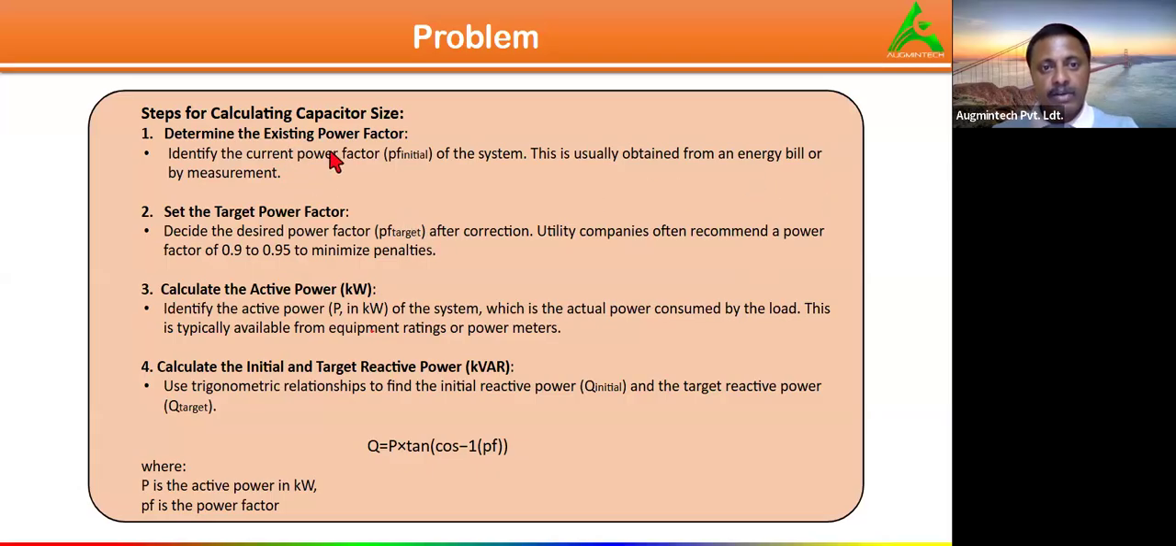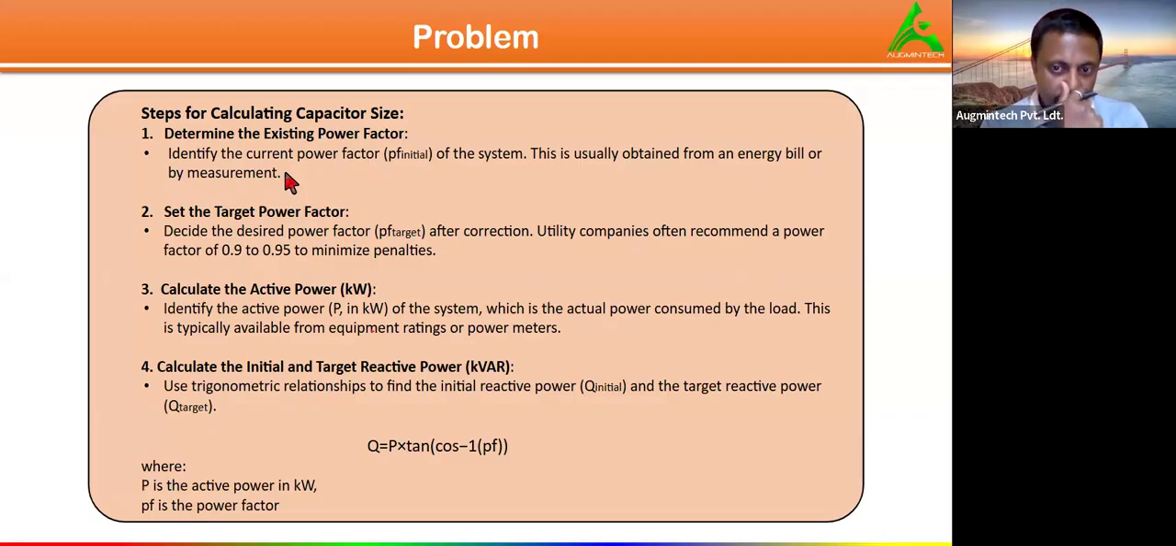So the first thing is to determine the existing power factor. This is usually obtained from an energy bill or by a measurement through a meter, and then we set the target power factor. What should be the target? One is unity, which is not practically possible. Only in the case of some resistive loads, like only lighting and heating load, it is possible. But even there we don't consider one actually.